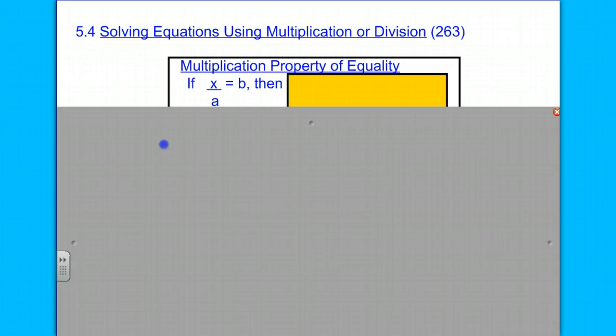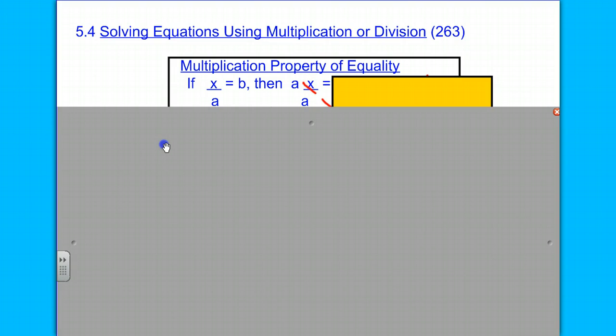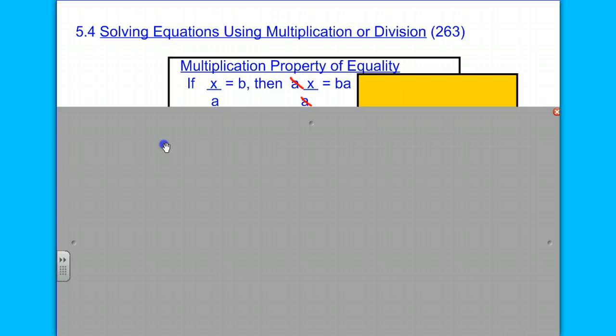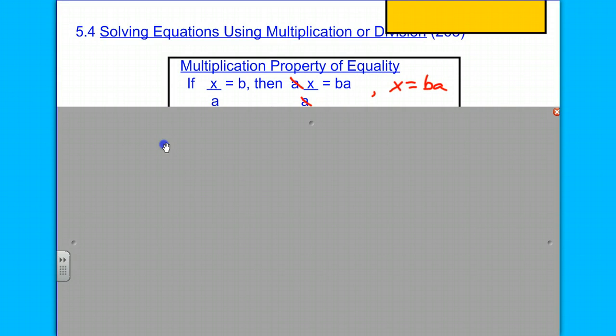We're going to multiply both sides of the equation by a. And when we do, you can see a over a equals 1. So we have 1x equals b times a. We multiplied the right side by a as well. And so as a rule, we can say x equals b times a.